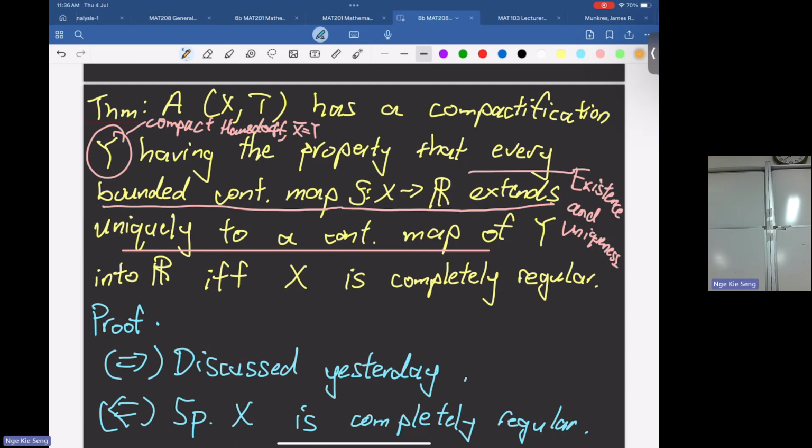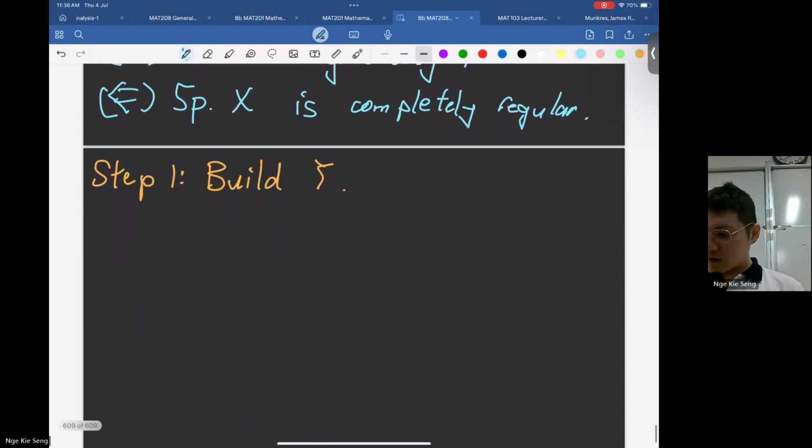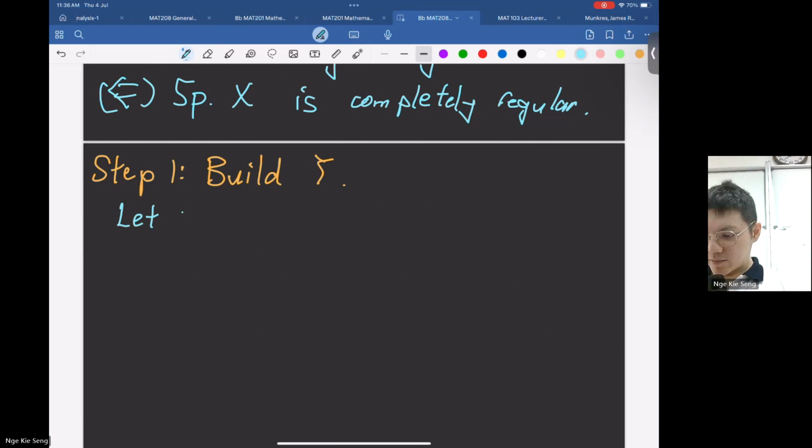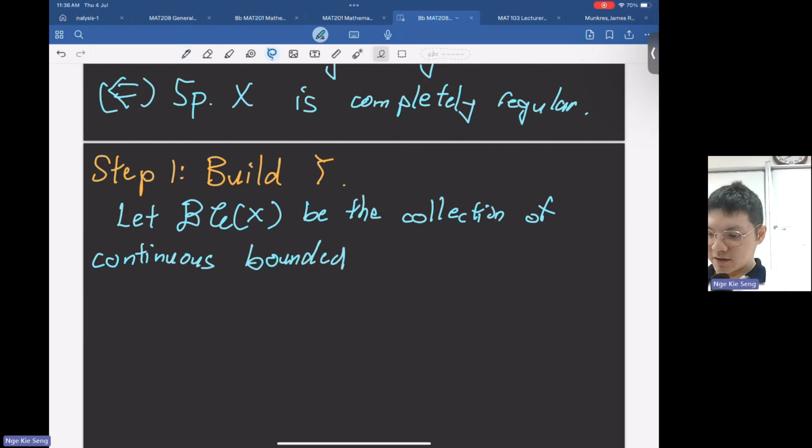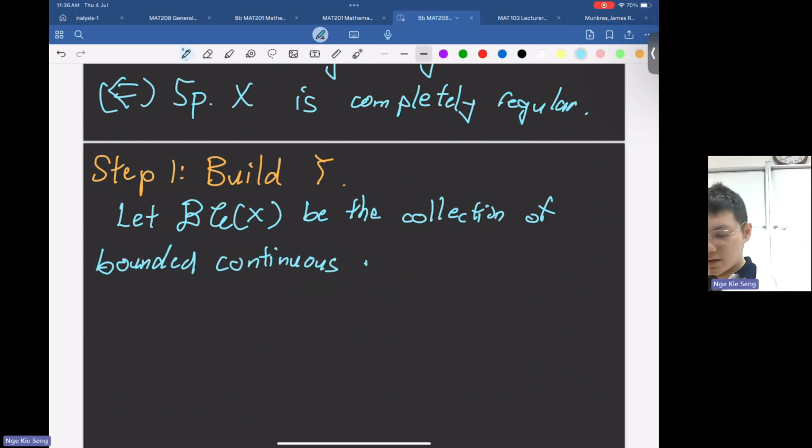So in this case here, we do the same. Let's denote BC to be the collection of bounded continuous real-valued functions.